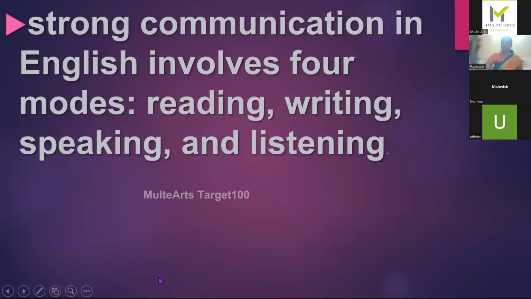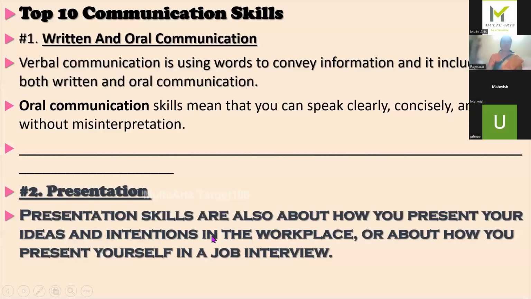Strong communication in English involves four modes. Language generally involves reading, writing, speaking, and listening. Generally, it is LSRW skills. L means listening. First, you have to listen, then you can speak, then you can read, then you can write. This is the procedure we follow to learn any language. First, you need to listen to what is happening. Please raise your hands and interrupt me in between wherever you have any doubts, because I may not be aware of them.